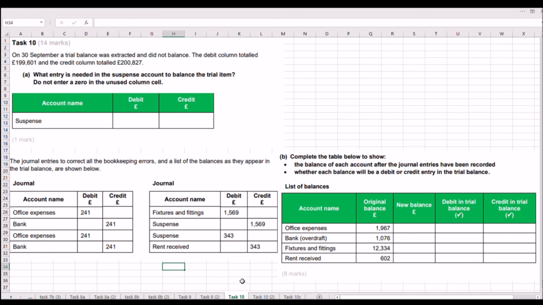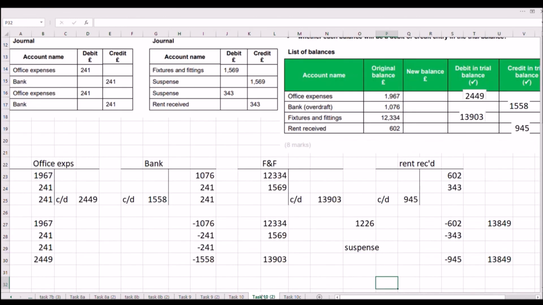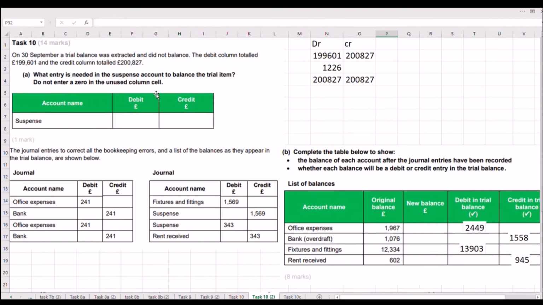Okay, so let's just do this question here. So in terms of the first bit there, we've got debits of 199,601 and credits of 200,827. So just put those into your notes there. In order to be able to balance this up, we need a debit balance then of 1,226. So let's just put that in, shall we? 1,226 in the debit balance there.